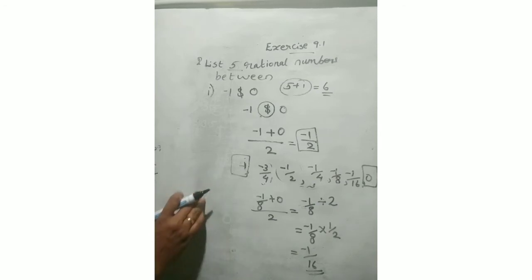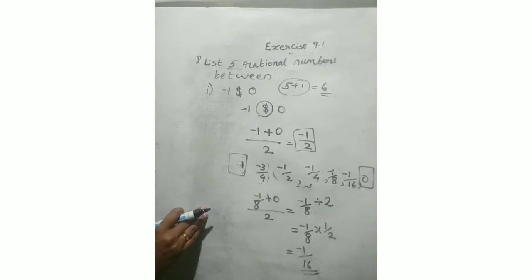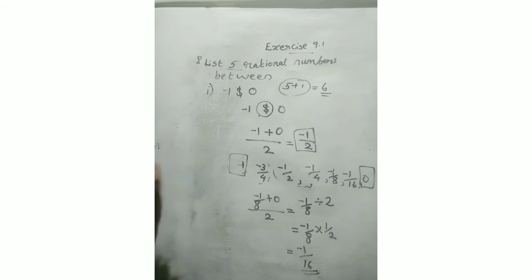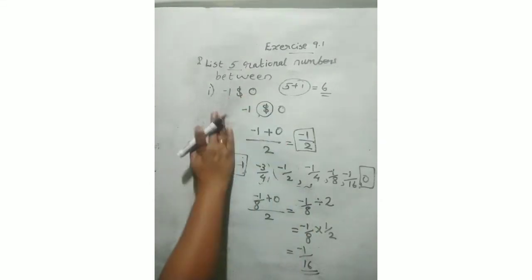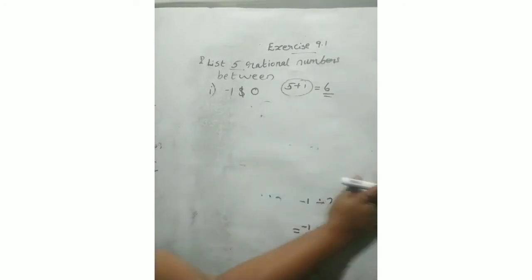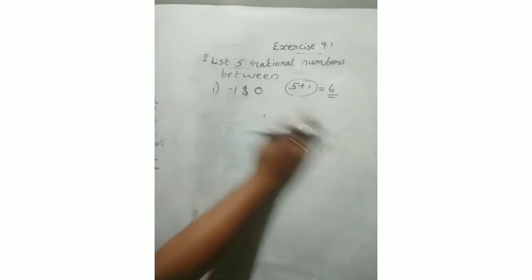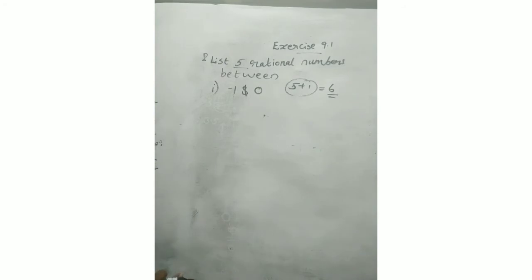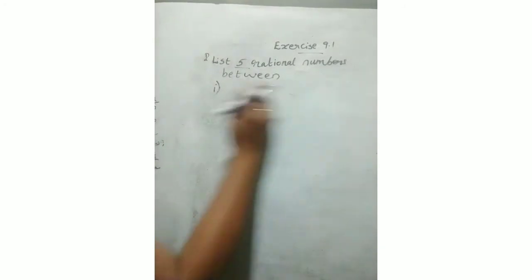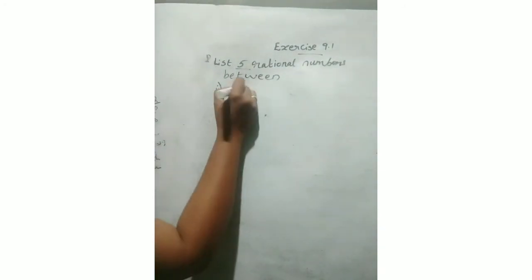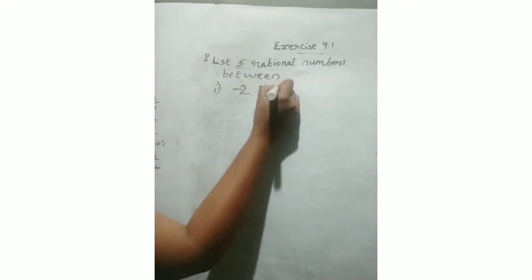I think a better, easy way for you: some of you are not good at adding rational numbers, which will be very difficult for you. That type of children, please use the first method. Okay. Next question, the second one, that is negative 2 and negative 1.